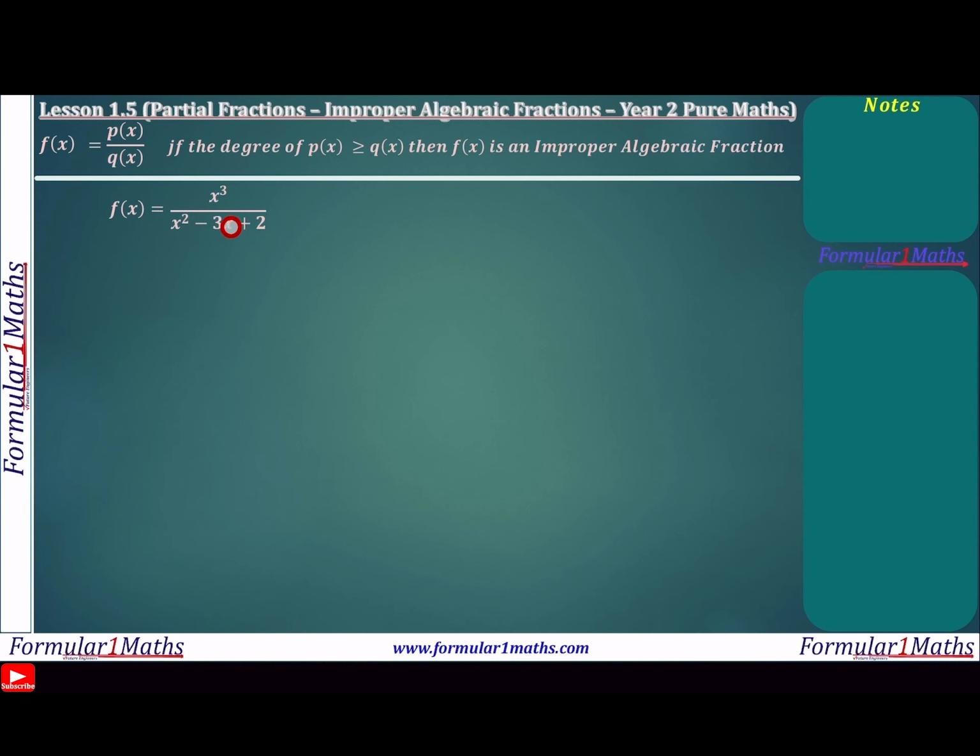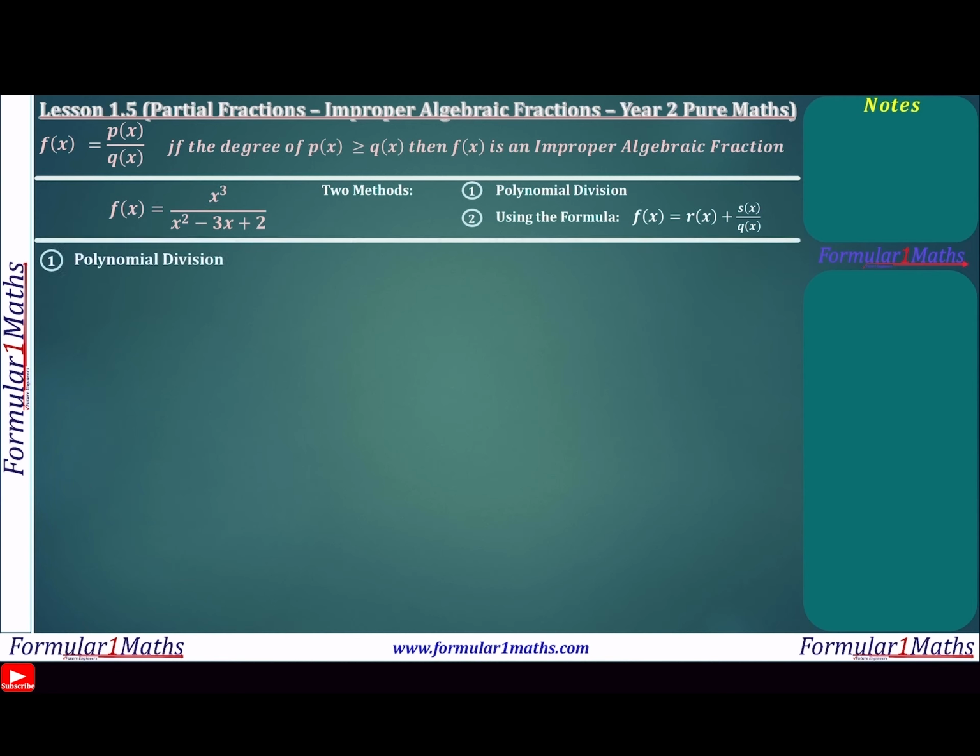To split this one into partial fractions, there are two methods. The first one is polynomial division, and the second one is using a formula given by f of x is equal to r of x plus a proper fraction, s of x over q of x. In this lesson, we're going to learn how to use the two methods to split improper algebraic fractions into partial fractions. So let's start with the first one, which is polynomial division.